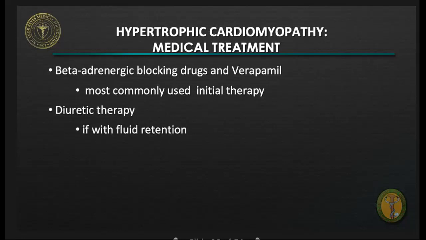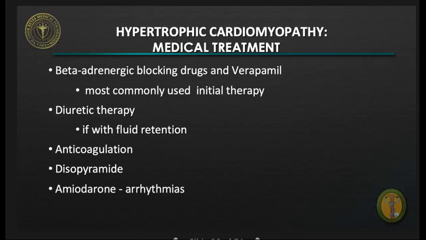Diuretics are indicated if there is volume overload, or when symptoms persist and an outflow gradient is present, an addition of disopyramide is sometimes effective. Anticoagulation is recommended to prevent embolic events for patients who have atrial fibrillation. And amiodarone can also improve symptoms but is usually initiated for control of arrhythmias rather than symptoms.